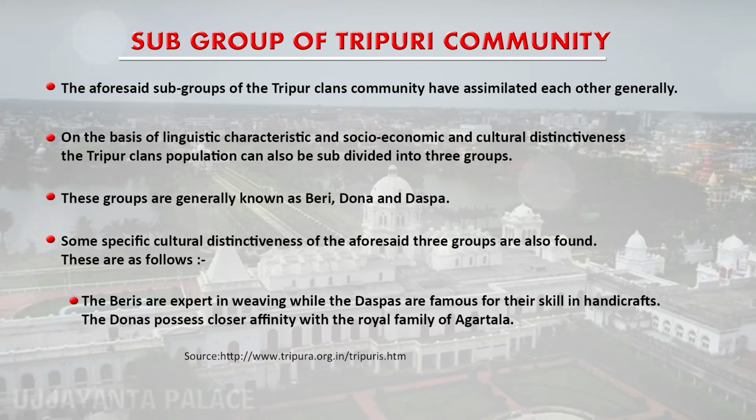Population can also be divided into 3 groups, and these mainly 3 groups are BERI, DONA and DASPA. There are some specific cultural distinctiveness of the aforesaid 3 groups, and they are as follows. The BERIs are basically experts of weaving, whereas the Daspas are farmers skilled in handicraft. The Duna possess a closer affinity with the royal family of Agartala.